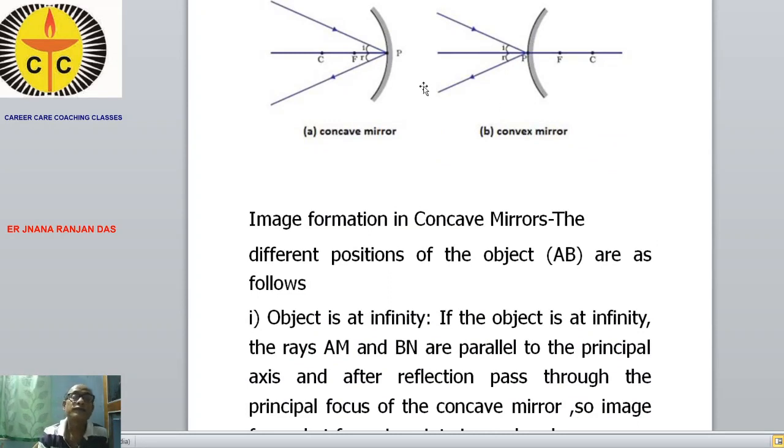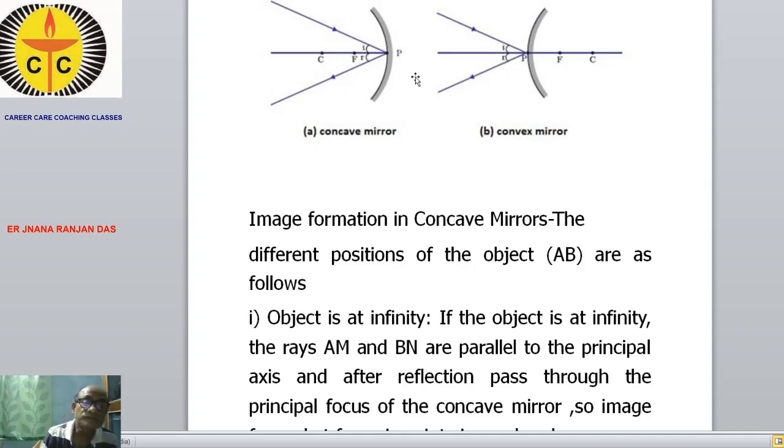So when light falls on a point P, suppose light falls at the point B, what will happen? The laws of reflection are also obeyed here. Here the angle of incidence is equal to the angle of reflection. The same is the case in a convex mirror: the angle of incidence is equal to the angle of reflection.